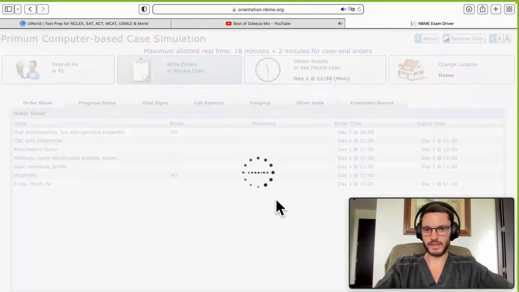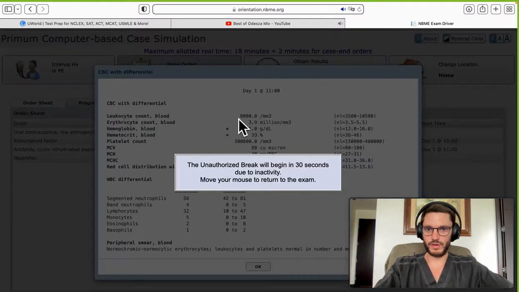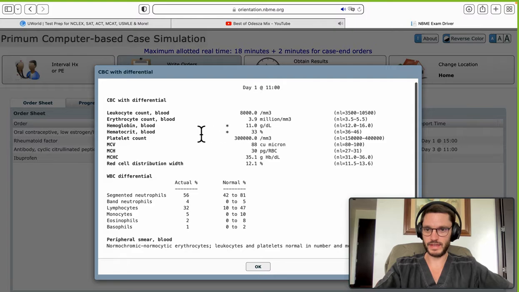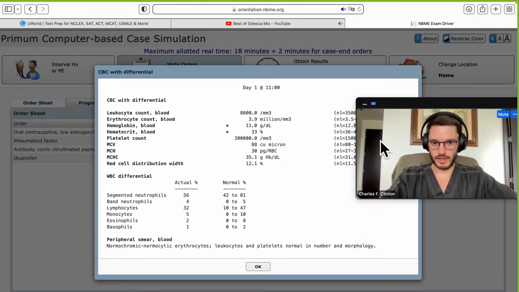I'm still on day 1. Okay, let's continue on day 1. We have leukocytes 8,000. Erythrocytes: she is anemic. That's interesting. We could see this in rheumatoid arthritis, but it wouldn't be the usual thing. So anemic, platelets 300,000 normal. All the rest is normal. Segmented 56%, 4 bands. It's still in the normal range, but interesting. And normocytic, normochromic; leukocytes and platelets normal in number and morphology.